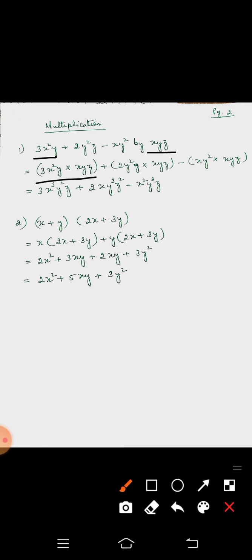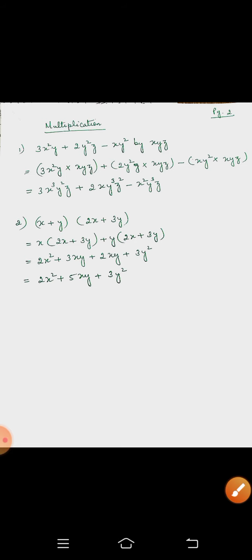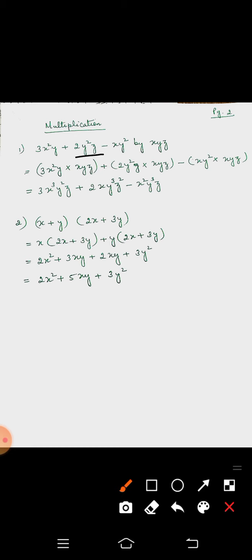Look at the first step. This is the first term which is multiplied by the multiplier here, and keep them in brackets, keeping in mind the sign it follows as well. Now the second term, that is 2y squared z, also has to be multiplied by the multiplier, that is xyz.